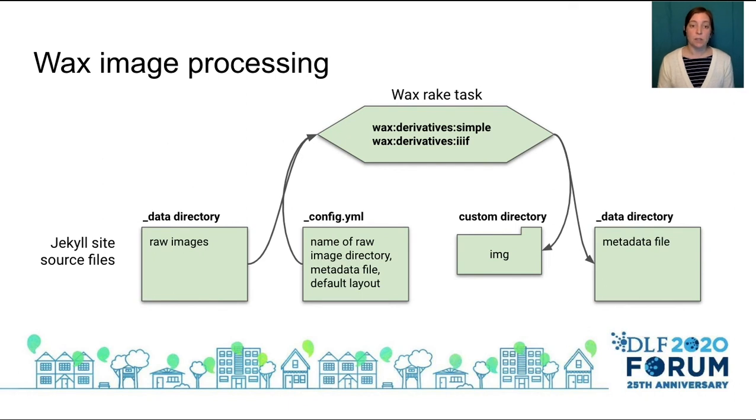The rake task will look for the raw images based on the specifications in the configuration file. It then generates the requested image derivatives and stores them in a custom directory called img. Finally, it updates your metadata file to include the paths to the image derivatives and additional helpful information such as the collection name and the default layout from the configuration file.